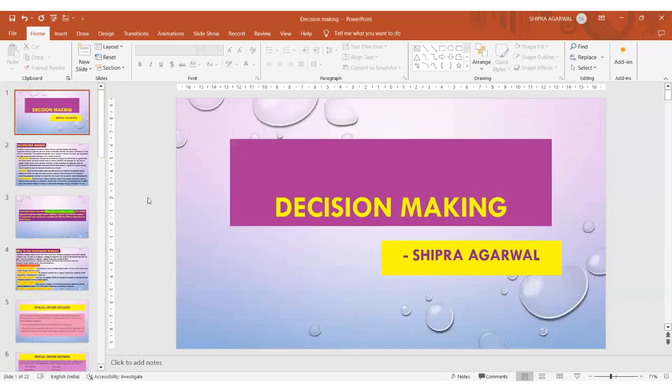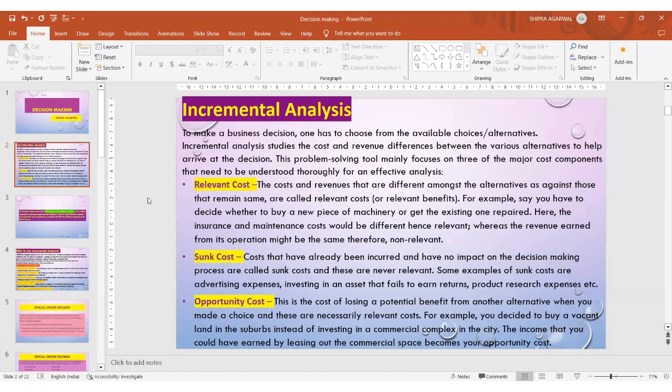Then we move on. Now see, in the previous class, we did CVP analysis, and in the present class, we had just covered cost concepts. So now the basic concepts related to decision making are clear. So with the help of these concepts, now we'll try to understand what exactly we mean by decision making, or the technical term, incremental analysis.